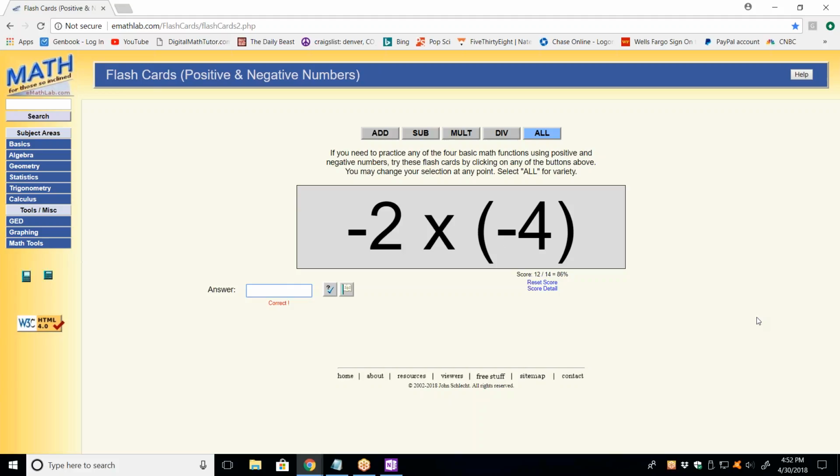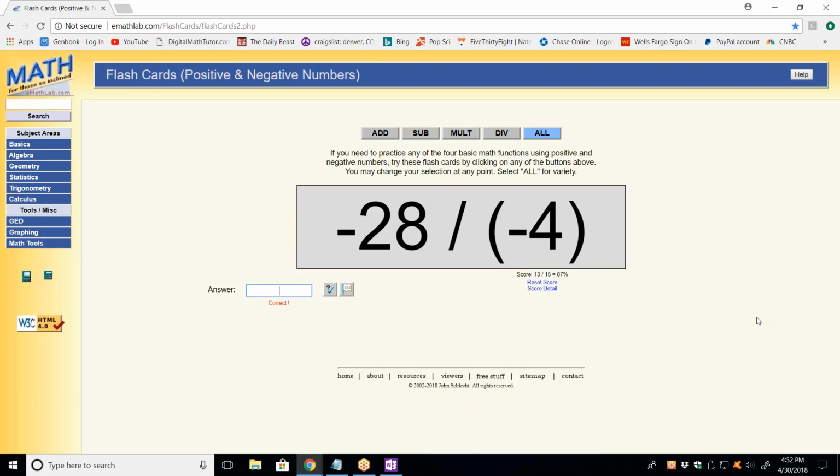-8. First of all, give me the sign. Negative times negative means what? Positive, so +8. Sign first. Positive. Correct? So I don't have to put in the positive. If it's a positive, I can just put in the number.